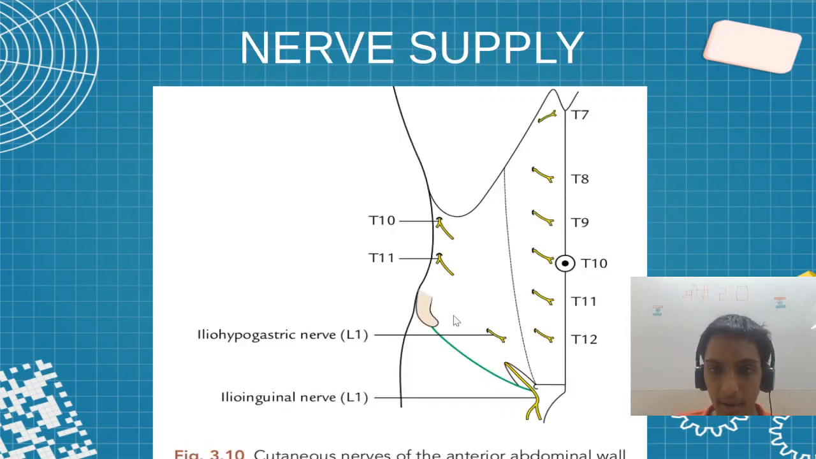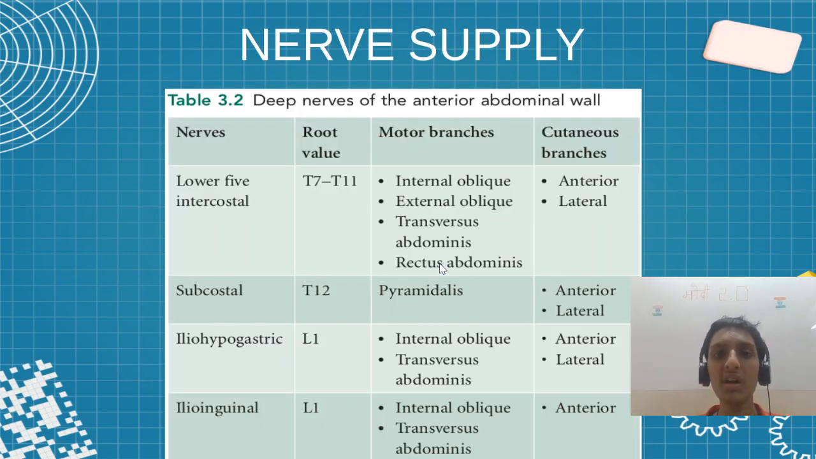Let's see the nerve supply. So it is from the T7 to the T12 segments. Okay. And L1 also. L1 is having two divisions, iliohypogastric and ilioinguinal nerve. Okay. In the lumbar plexus, I will tell you once again regarding the L1. Okay. And here also T10, T11, some cutaneous divisions. This is cutaneous supply. Deep nerves are also there. We will see that in this table.